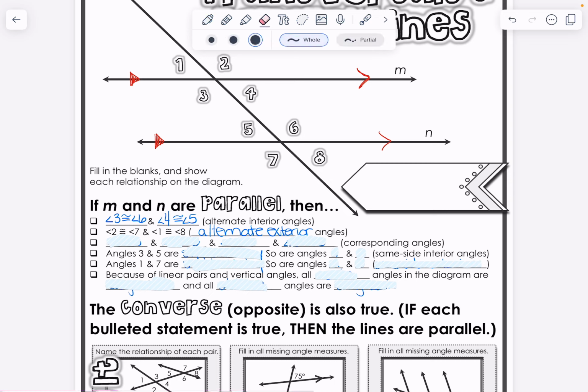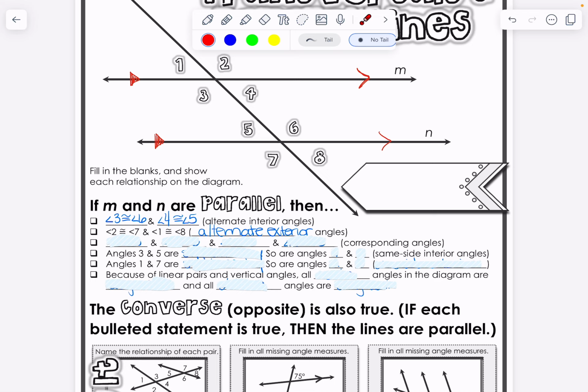Our corresponding angles also end up being congruent. Corresponding would be like if I took line M and slid it down on top of N, the angles that match up. So angle 1 and angle 5 match up and are corresponding. Angle 2 and angle 6 are corresponding. Angle 3 corresponds to angle 7. Angle 4 corresponds to angle 8.